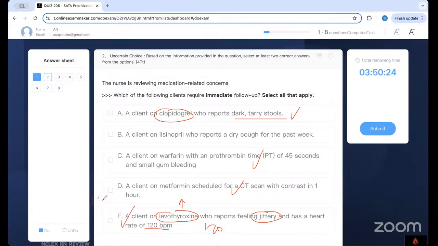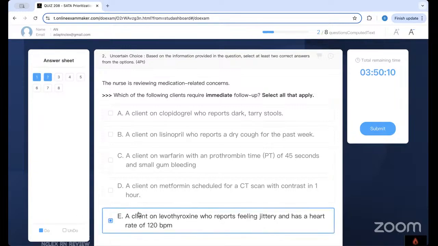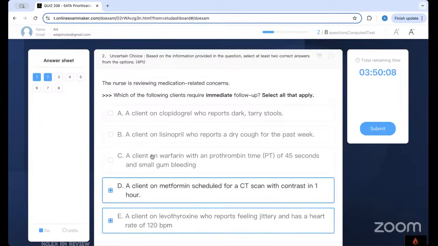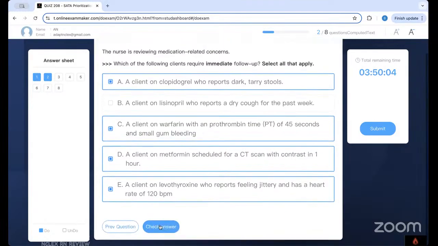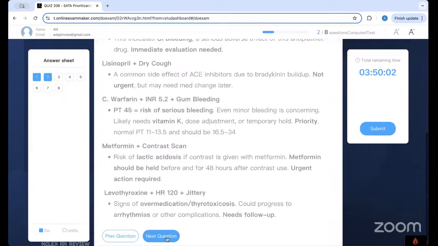If the heart rate is like 105, yes, that's what I expect when you're on levothyroxine. But 120, it has gone too much, and then you're having jitteriness, that means you have gone too far. This is a problem. This patient, we need to intervene. This patient, we need to intervene, and this patient. So those are the 4 patients you should act on.